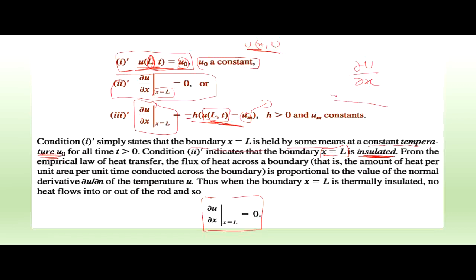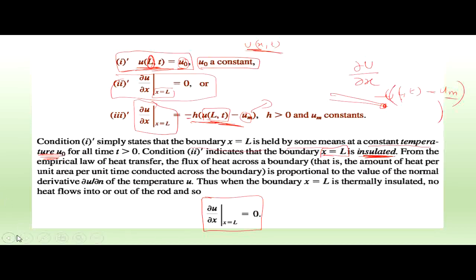So this is the rod. This end temperature is u of L comma t, and the outside temperature is um. When um is greater than this one, the difference will be negative. That's why it's negative. That is the right hand side. That is the meaning here.